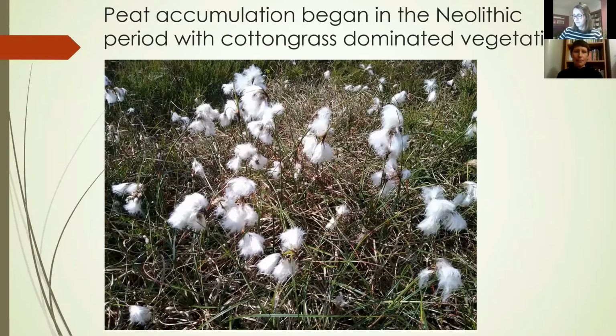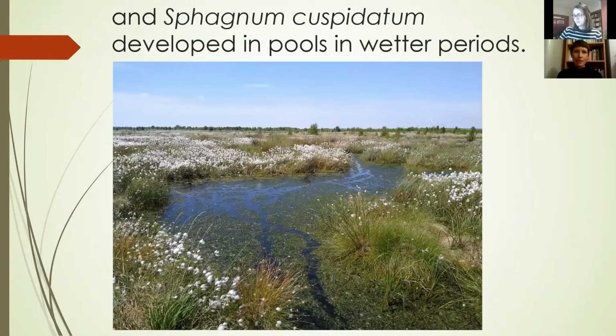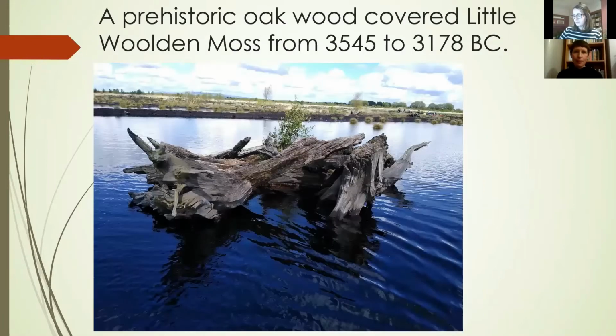So moving on back to the formation of Chat Moss, peat accumulation began in the Neolithic period with cotton grass dominated vegetation. And Sphagnum cuspidatum began to form in pools in wetter periods. A prehistoric oak forest was on Little Woolden Moss from 3545 to 3178 BC, so the mossland was only just beginning to form, and oak forests like this were quite common. And here you can see one of the magnificent bog oaks on Little Woolden Moss.